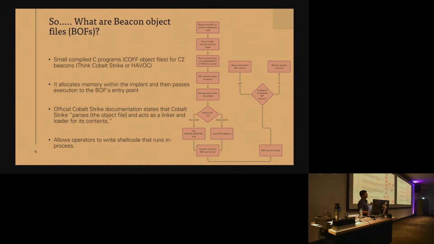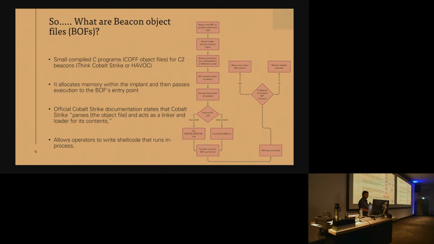But it usually doesn't matter. Beacon object files are vast in scope. And lastly, beacon object files allow the operator to write shellcode that runs in process. On the slide, you can see a small flowchart. This is a very generalized picture of how beacon object files work.